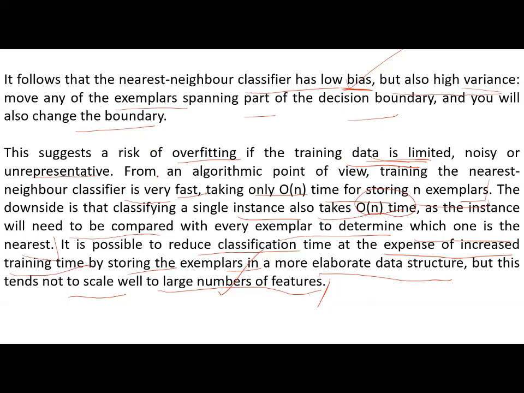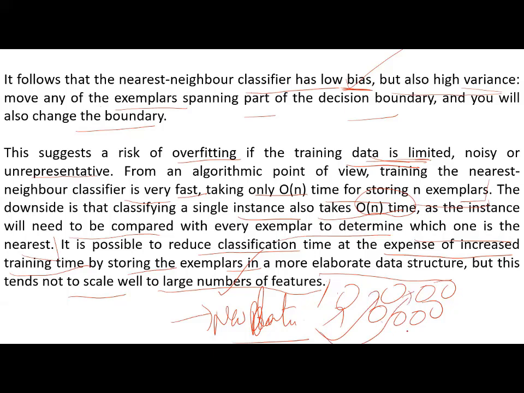Now, the thing is, the training data is remembered here. Whenever a new data point comes, the new data point has to be checked with all exemplars, and then only you can find the nearest exemplar. Of course, it takes only order of n time, but it has to be compared with every exemplar to determine which one is nearest. So, can we reduce this?